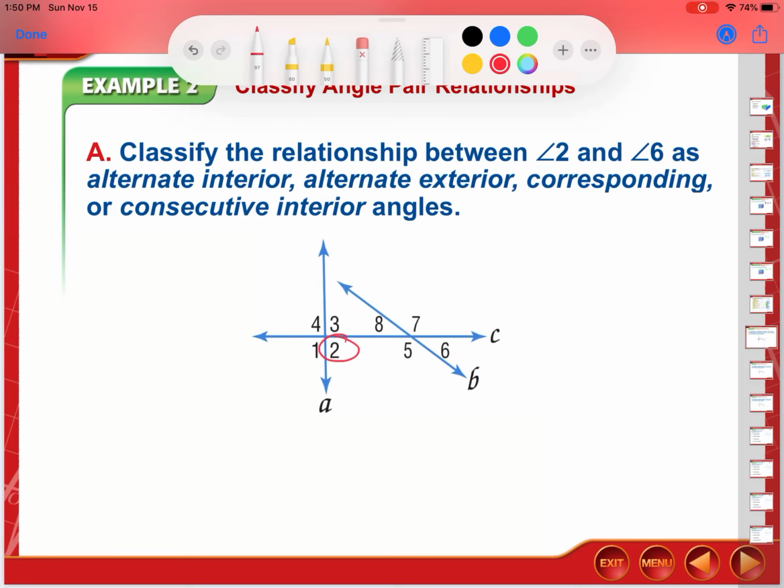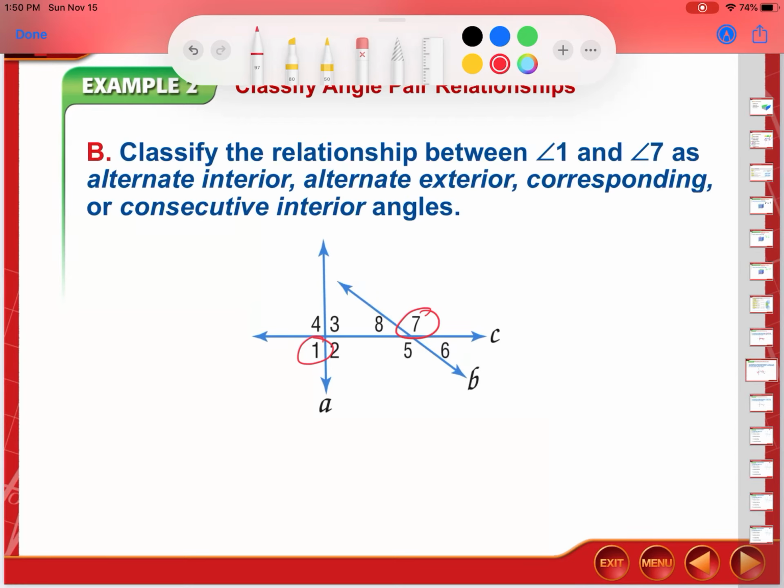So classify the relationship between angle 2 and angle 6. So right away, I see line C as my transversal that's cutting through these two other lines. And I see 2 and 6 are on the same side of the transversal, and they're in the same relative position in that bottom right-hand side. So I can say right away that these are corresponding.